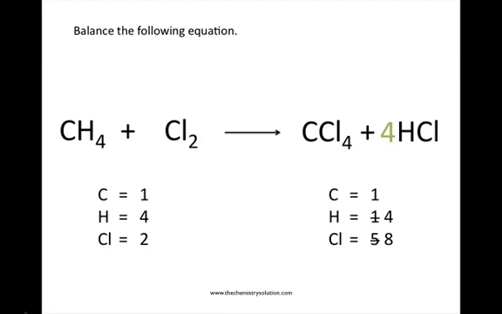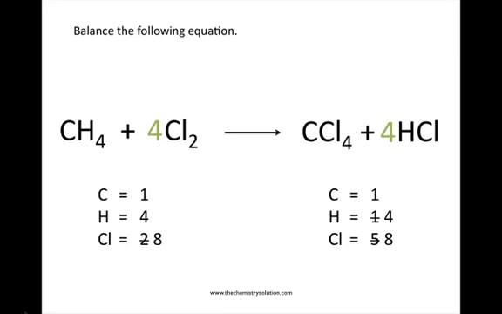If we compare the types and numbers of atoms that we have on the reactant side and the product side now, we'll see that we still have 1 carbon atom on each side, we have 4 hydrogen atoms on each side, but on our product side we have 8 chlorine atoms, and on our reactant side we only have 2 chlorine atoms. So in order to balance our chlorine, we're going to add a 4 coefficient in front of our Cl2 molecule.